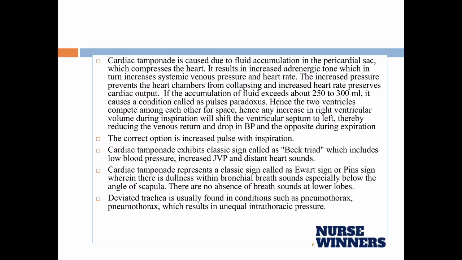Cardiac tamponade exhibits a classic sign called Beck triad, which includes low blood pressure, increased JVP and distant heart sounds. It also represents a classic sign called Ewart sign or pin sign, wherein there is dullness with bronchial breath sounds, especially below the angle of the scapula. There is no absence of breath sounds at the lower lobes. Deviated trachea is usually found in conditions such as pneumothorax, which results in unequal intrathoracic pressure.